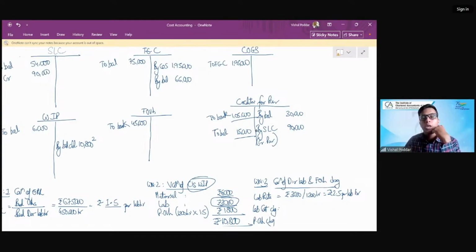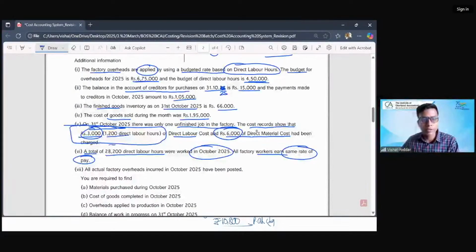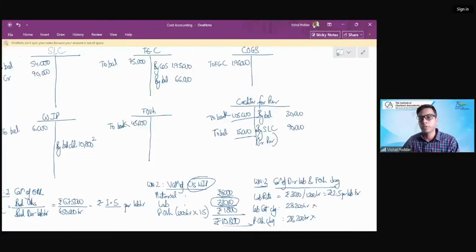So, how many labor hours they gave? I have worked 28,200 hours. If I multiply 28,200 by 2.5, I'll get the labor cost. If I multiply by 1.5, I will get the overheads cost.